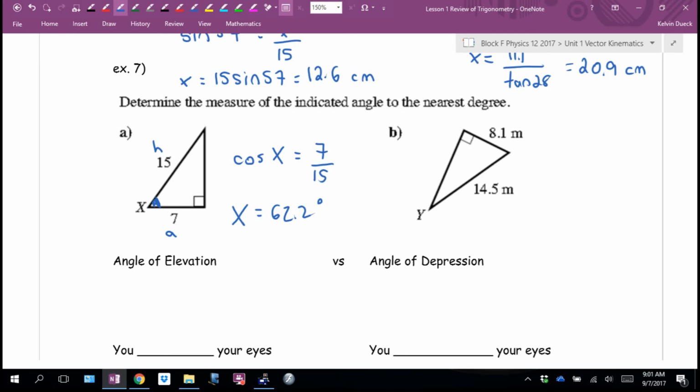B. There's angle Y. That 8.1, opposite, adjacent, or hypotenuse? Opposite, you say. That 14.5. Which trig function? Sine. What always goes next to the trig function? Which in this case, because I asked you to.